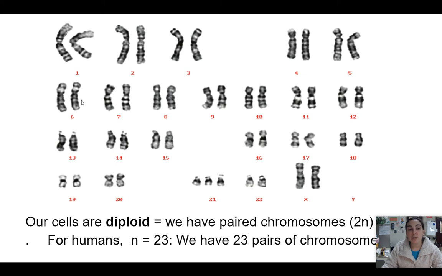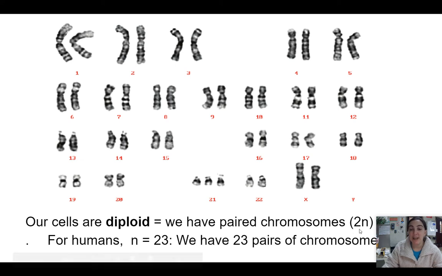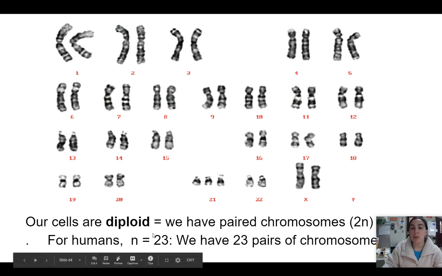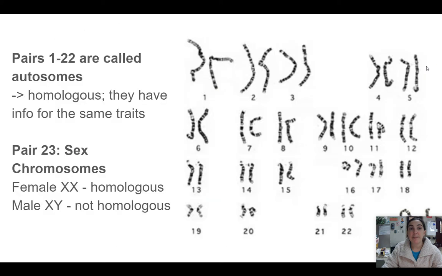And so we use a word to describe that. We say that our cells are diploid. Our chromosomes exist in pairs. Another way to write that is we call that a cell being 2n. For humans, the number n would equal 23. We have 23 pairs of chromosomes. And so, of course, you can probably figure out we get one of each of these pairs from our mom and one of each of these pairs from our dad. And so how that information gets passed to us is what we're talking about today.